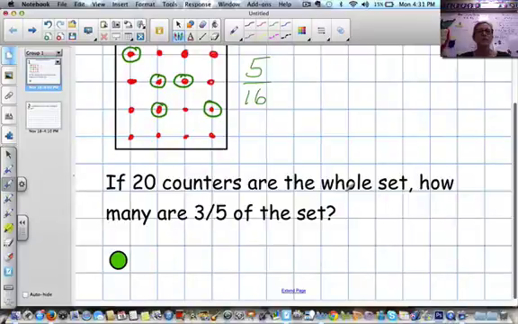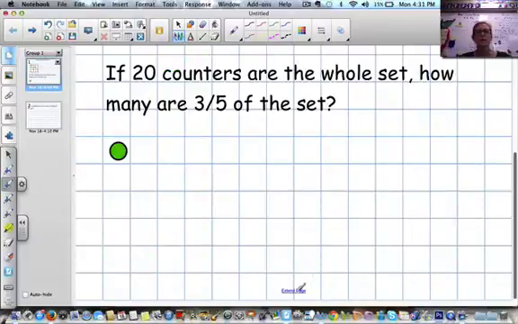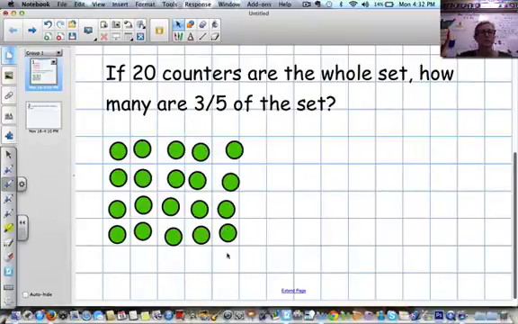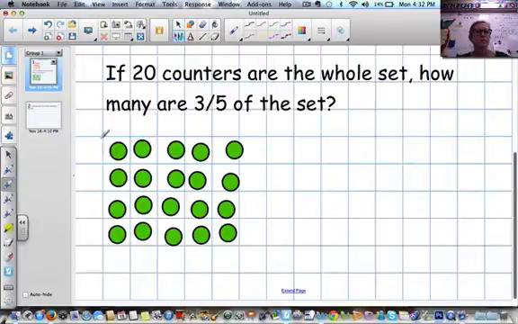So if we think about it, let's say we have 20 counters, and that's going to be the whole set, and I ask you how many are 3/5 of the set. Okay, so we could start by pulling out 20. I fast forwarded there, or put it on pause, because you wouldn't have to watch me drag those out. So if I look, I've got these 20 counters right here, and I'm asking how much are 3/5. So let's first identify what would be 1/5.